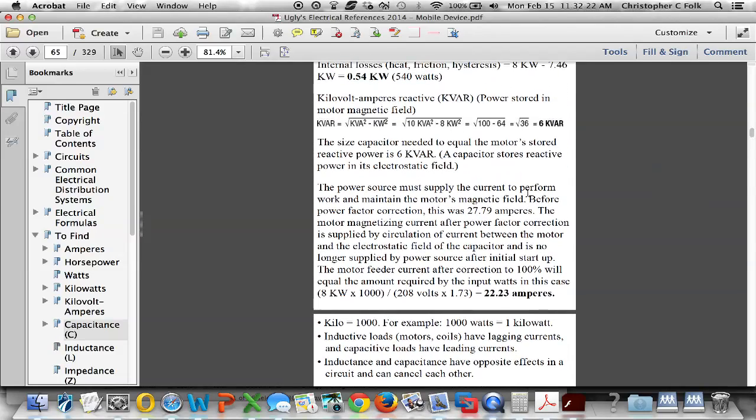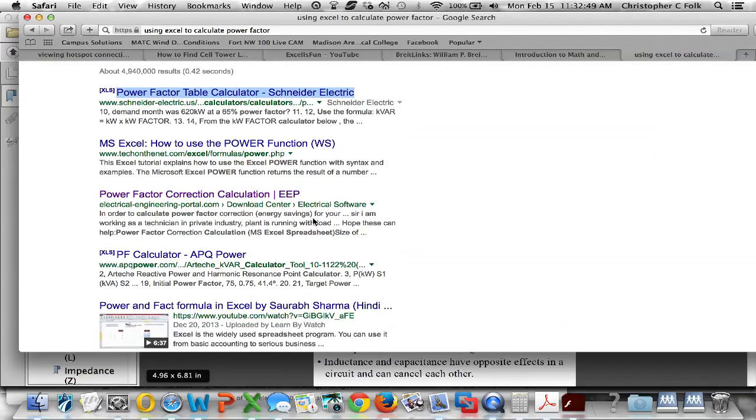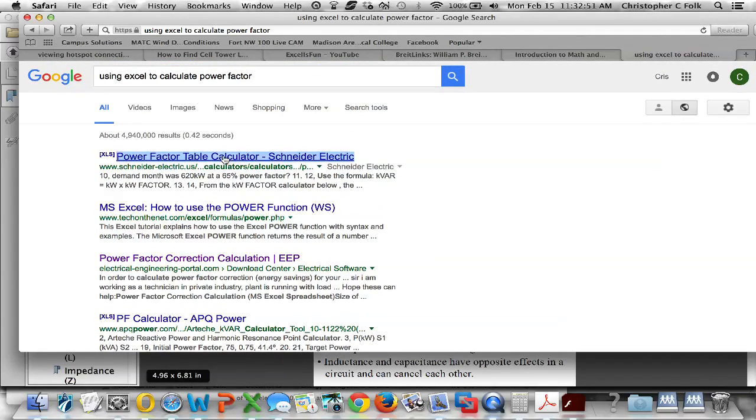So that's using the Uglies book. I also found a really nice example of a tool on the internet, and this was a power factor table calculator made available by Schneider Electric. Schneider Electric is the company that bought Square D. So they've been doing electricity for a long time. So notice the search window. I searched using Excel to calculate power factor. Some of the things that popped up didn't work, right? But this top one did.